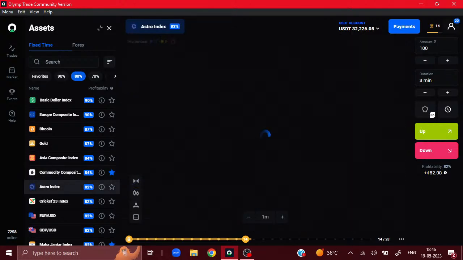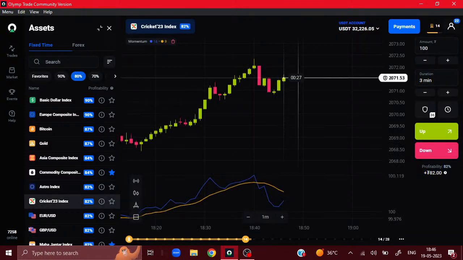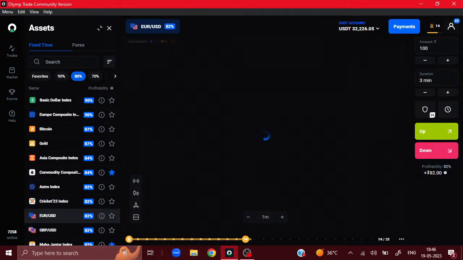Parabolic. Yes, Rahul, we will discuss parabolic. First, let us try to make one more trade because we need to recover the lost $50.